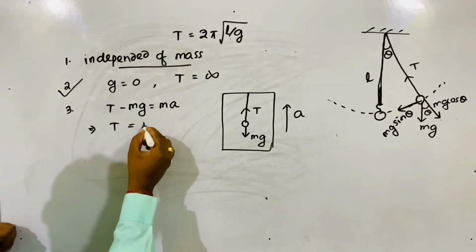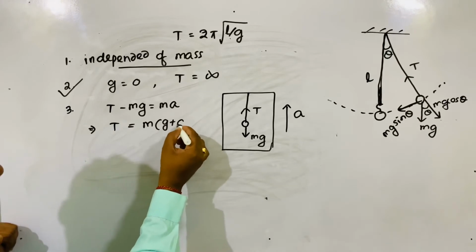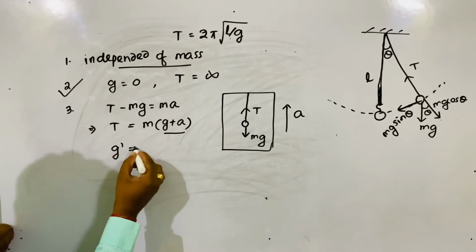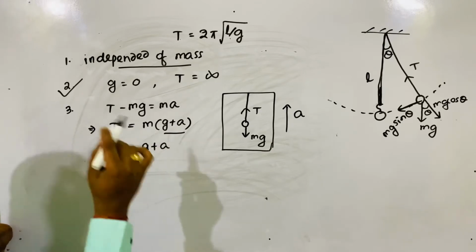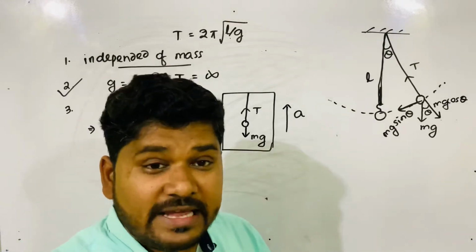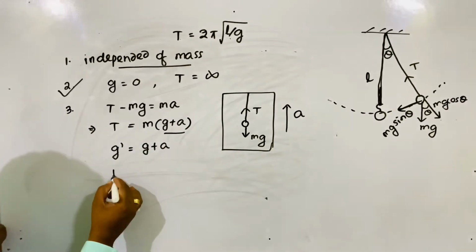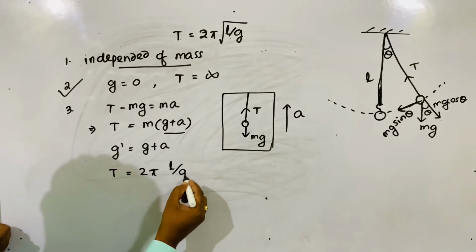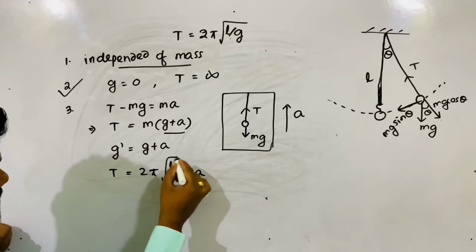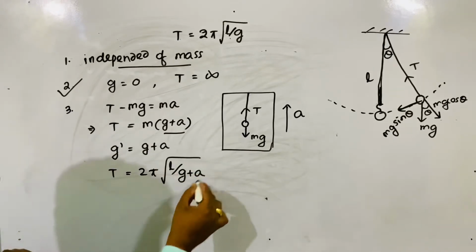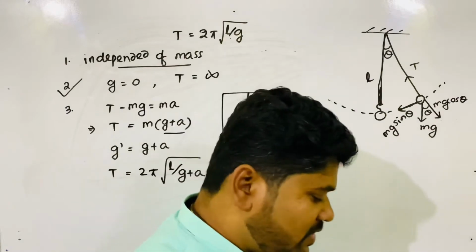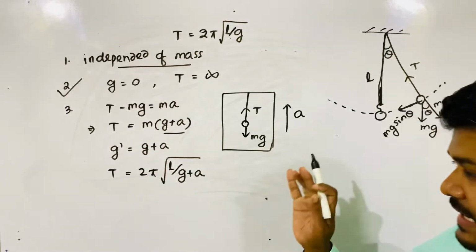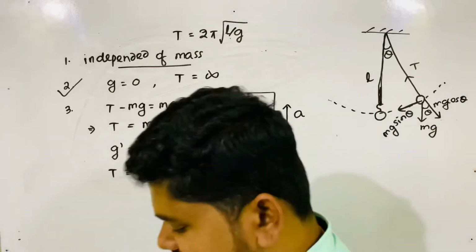Then T is equal to m times (g plus a). Then the effective value g dash is equal to g plus a. Now what is the time period? T is equal to 2 pi root over L by (g plus a). This is the time period formula when the pendulum is in a lift and the lift is moving upward with acceleration a. Next.